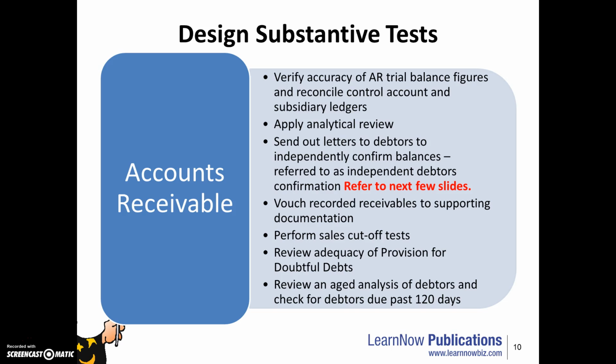Let's now look at the other subsystem, accounts receivable. What can we do? We can verify the accuracy of the accounts receivable trial balance figures and reconcile them to the control account and subsidiary ledgers. We can apply an analytical review. We can send out letters to debtors confirming balances, vouch recorded receivables, perform sales cutoff, review the adequacy of the provisions, and review an aged analysis of debtors. So these are further tests specifically in relation to accounts receivable.